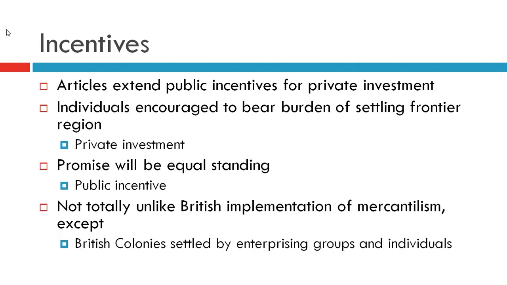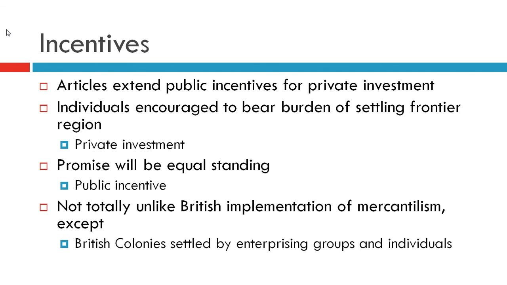The articles extended public incentives for private investment. Individuals were encouraged to bear the burden of settling the frontier region. This is your private investment, and the promise would be, first of all, access to that land, but also that those states that you would be settling would be brought in as an equal state to those that previously existed. That's a big-time public incentive. There also was the incentive to help fund public education by the sale of some of that land. I think it was Block 16. So we see a similar approach used by the federal government in the 1860s with the Homestead Act as we push into that frontier region even further.